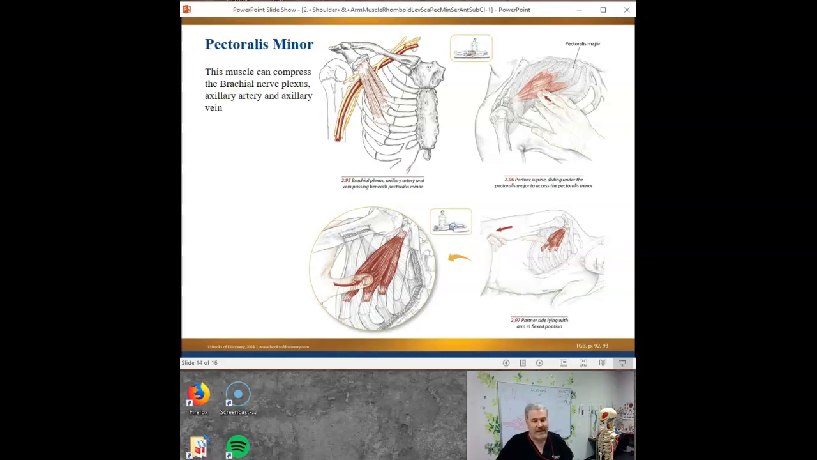No. Because one does not make the other. The pectoralis minor can cause those problems. That doesn't mean everybody with those problems has a tight pectoralis minor. I just want us to be very careful about starting to diagnose stuff incorrectly.